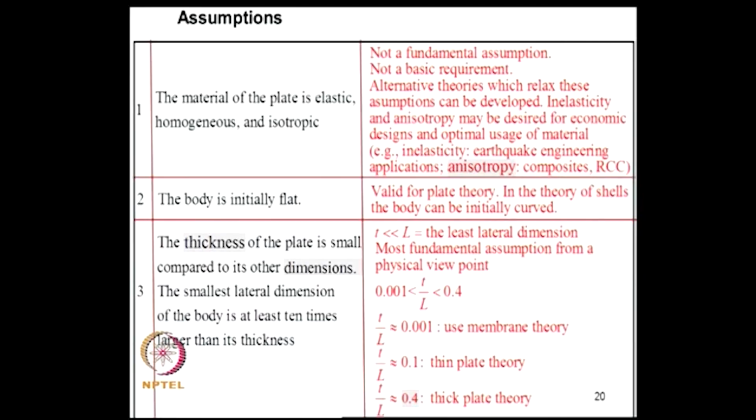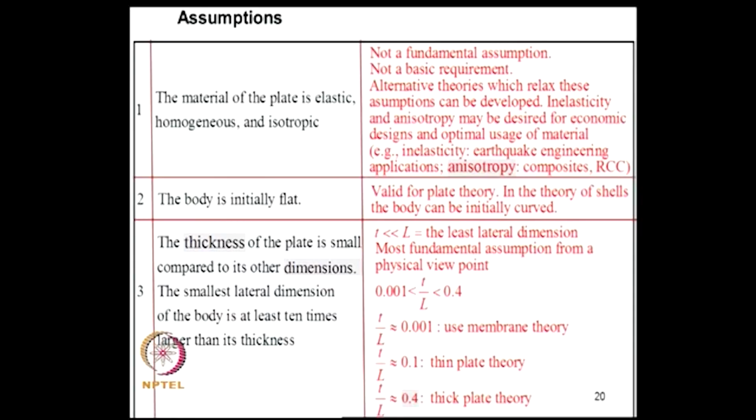For example, inelasticity and anisotropy may be desired for economic designs and optimal usage of material. For example, in problems of earthquake engineering, we want to design structures to behave inelastically in a controlled manner. Similarly, in composites and RCC etc., we introduce anisotropy to enhance the performance of the structural material. So, this is a simplifying assumption. If necessary, these assumptions can be relaxed.